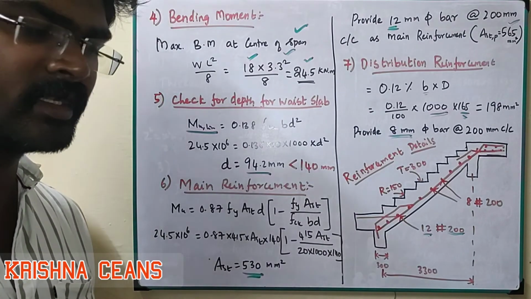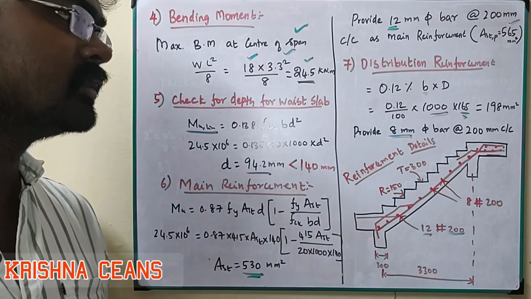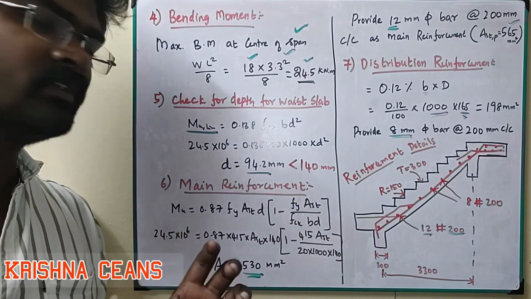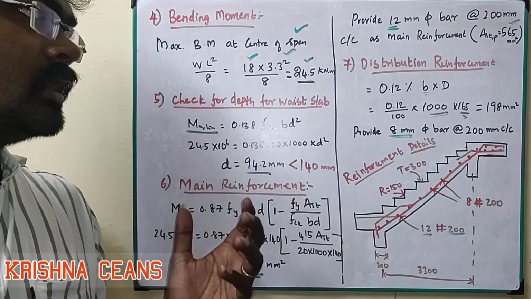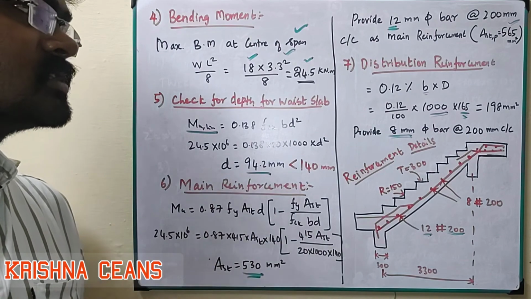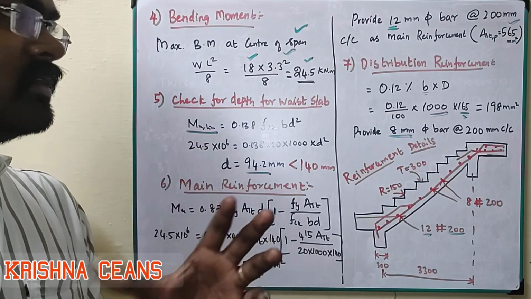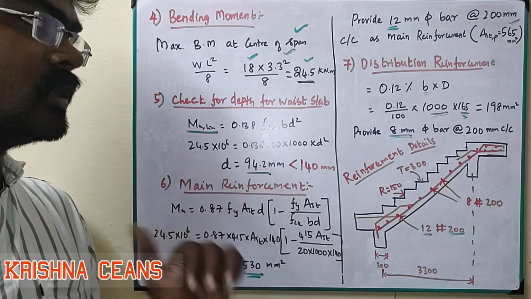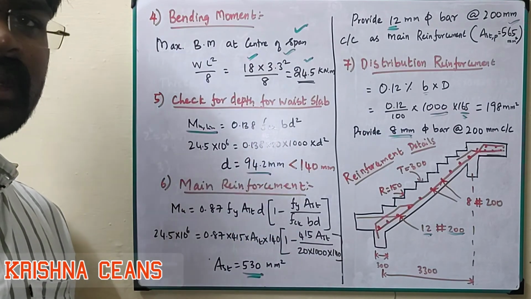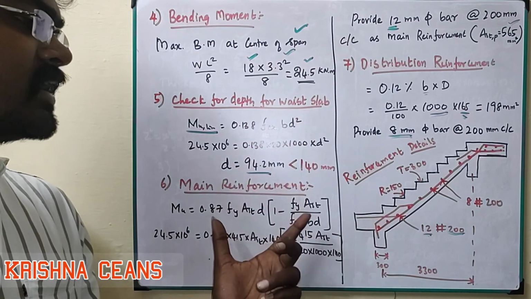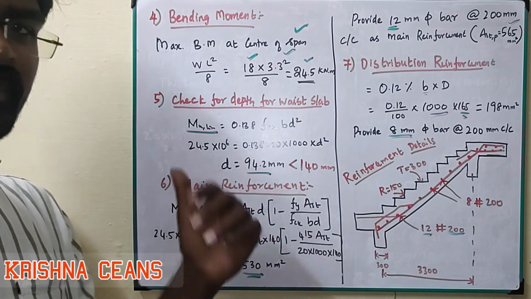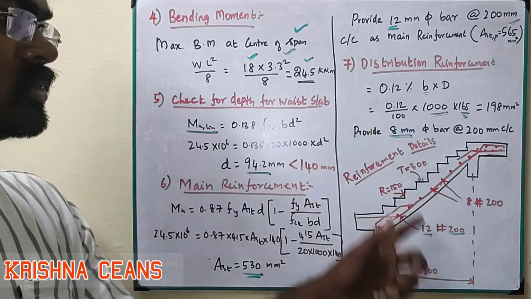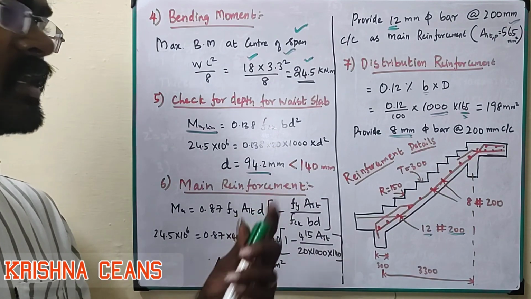So this is the dog leg staircase. We learned how to design a staircase. In the dog leg staircase, we consider one flight. We calculated all the overall loads and the bending moment, then checked the depth, and finally provided the reinforcement for the maximum bending moment. So this is the detailed staircase design.